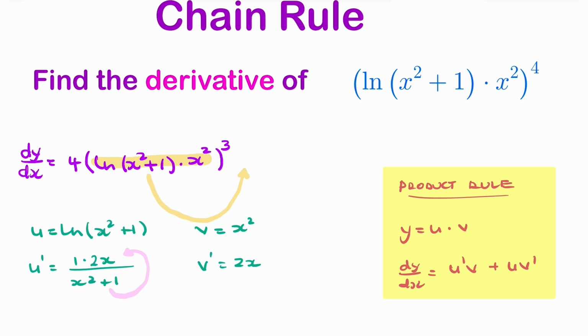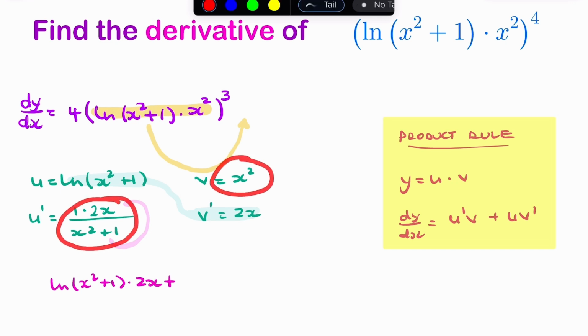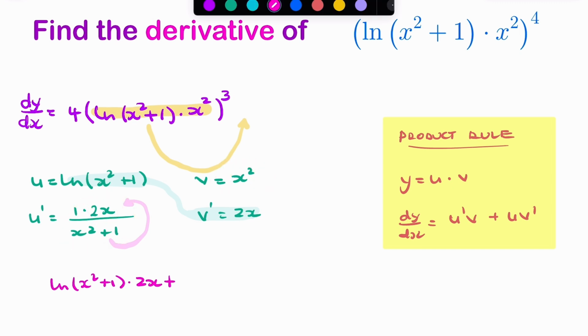So now, if I apply the product rule, it's going to be u multiplied by v dash. So that's, let's use pink. So that'll be ln x squared plus 1 multiplied by 2x plus u dash times v. So I'll just multiply this by that to give me 2x cubed divided by x squared plus 1.